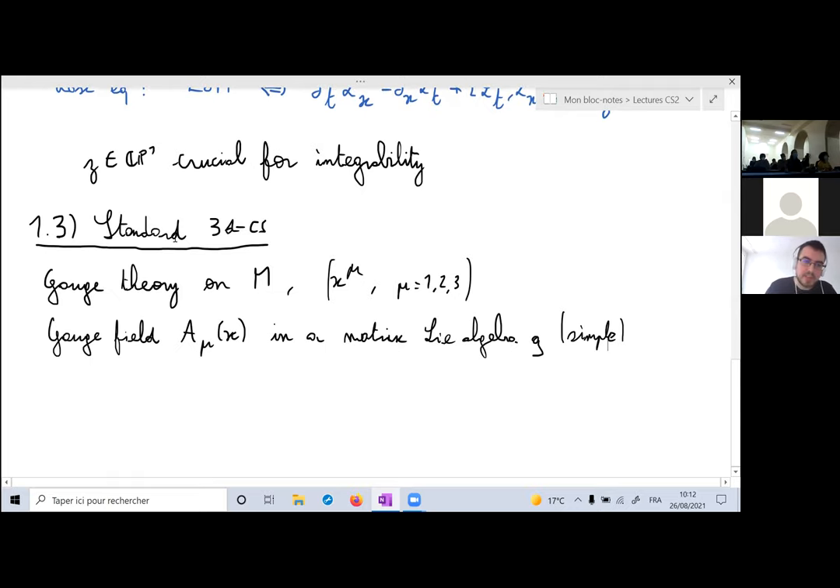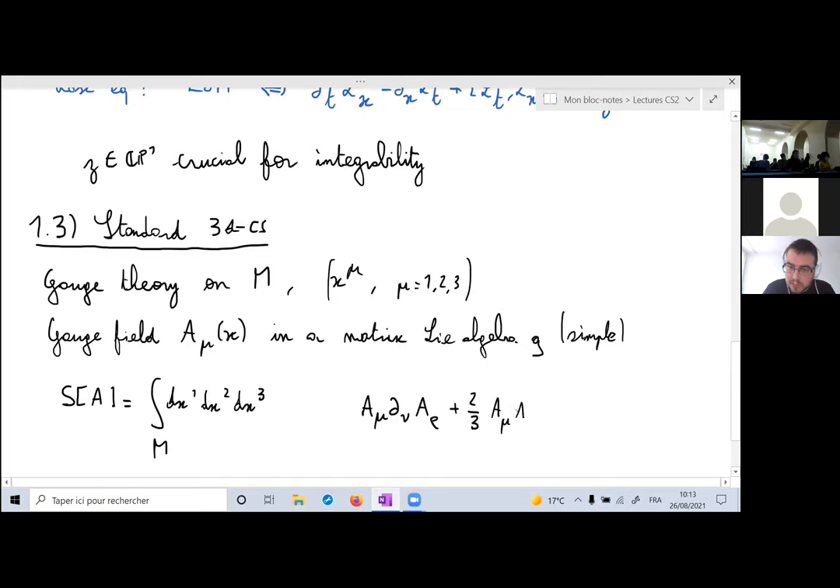And in terms of this gauge field, we define the action of the Chern-Simons theory in the following way. So we're going to integrate something over M, so over the three coordinates, the x^μ. And what we're going to integrate is the following. So I first take my gauge field A_μ, I multiply it by its derivative ∂_ν A_ρ, and I also take a term which is cubic in the fields A_μ, A_ν, A_ρ.